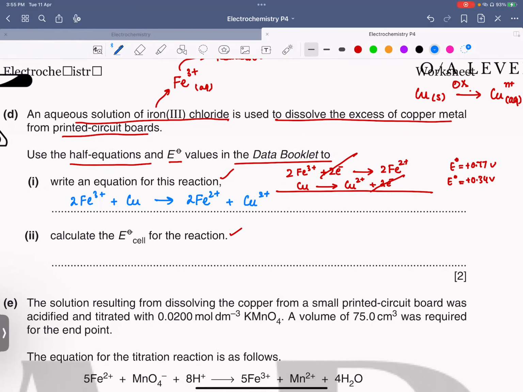So after cancelling out the electrons, write the reactants on the left hand side of the arrow, write the products from both the equations on the right hand side of the arrow, and your net equation is ready. Is this clear to everyone?